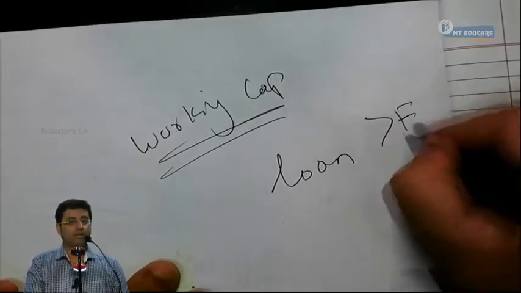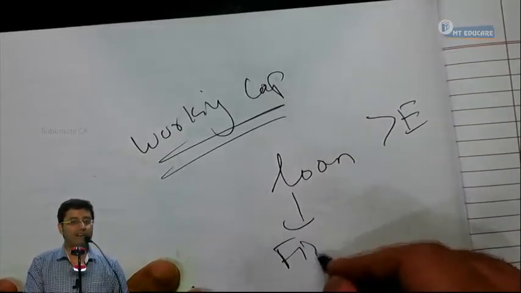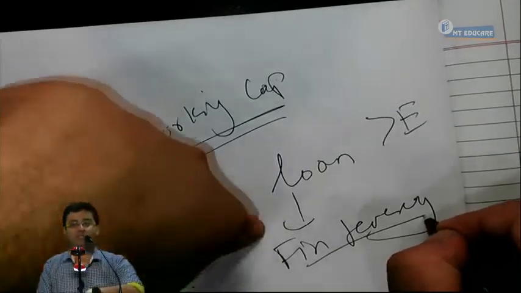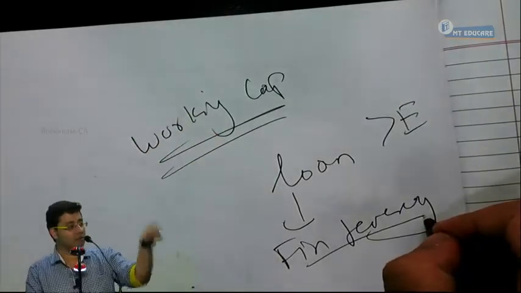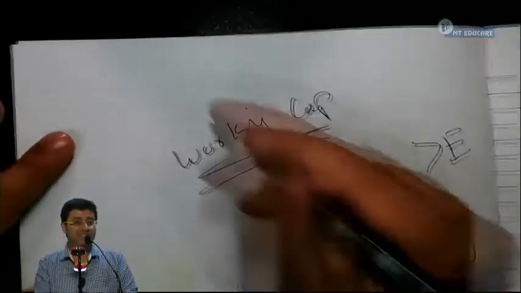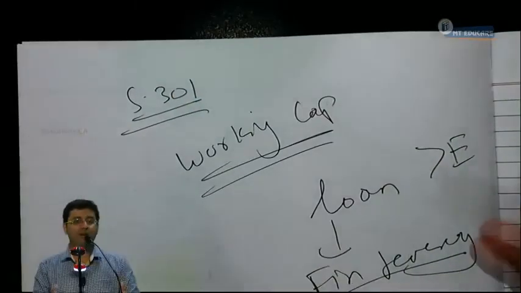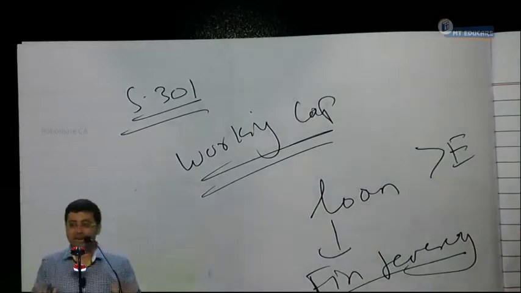The higher the loan compared to the equity, the more you will have a problem of financial leverage. Your going concern gets affected. So it is because of this reason, whenever we give loans to any of the parties mentioned in section 301, who are these section 301 parties? They are called interested directors, related parties.